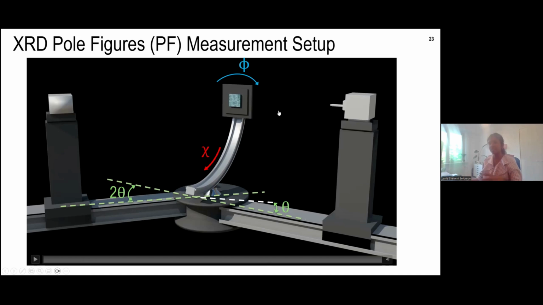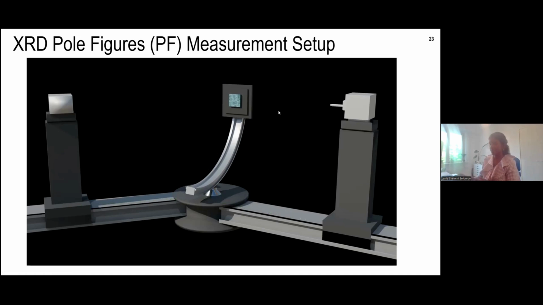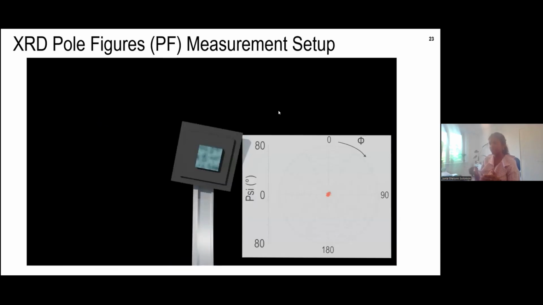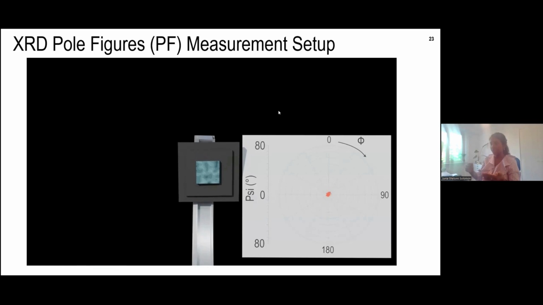I have a tiny video to show how this measurement is done. So you go to a particular plane you want to investigate, do a phi scan, and then move the tilt angle again, and you do another scan. This is repeated all the way from 0 to 80 degrees to get your pole figure measurements.